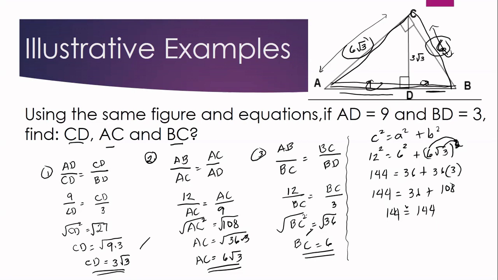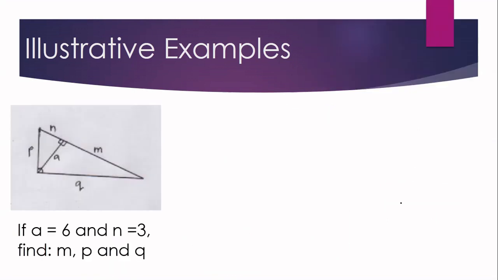Did you get it? Don't worry, let's have one more example. Now, let us have another example. This is our figure now. Now, if A is equal to 6 and N is equal to 3, we are going to find the following.